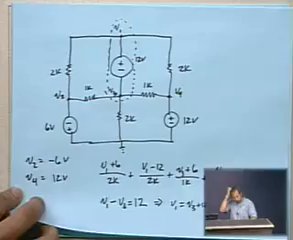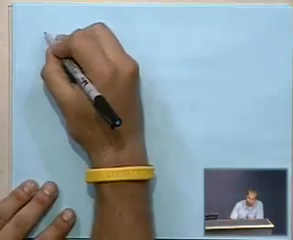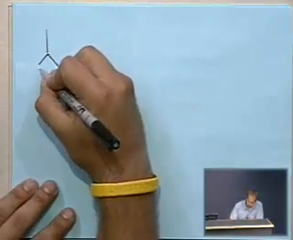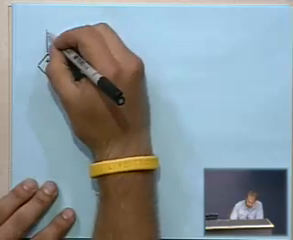So we've talked about independent voltage sources. Now let's talk about dependent voltage sources. Here's a circuit that's got a dependent voltage source in it, and we want to analyze it using node analysis.